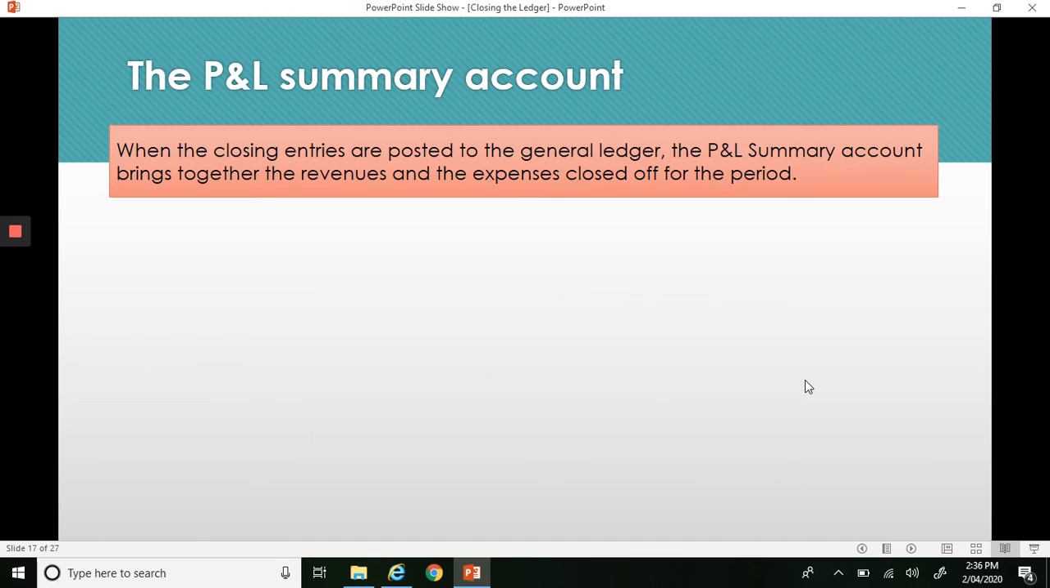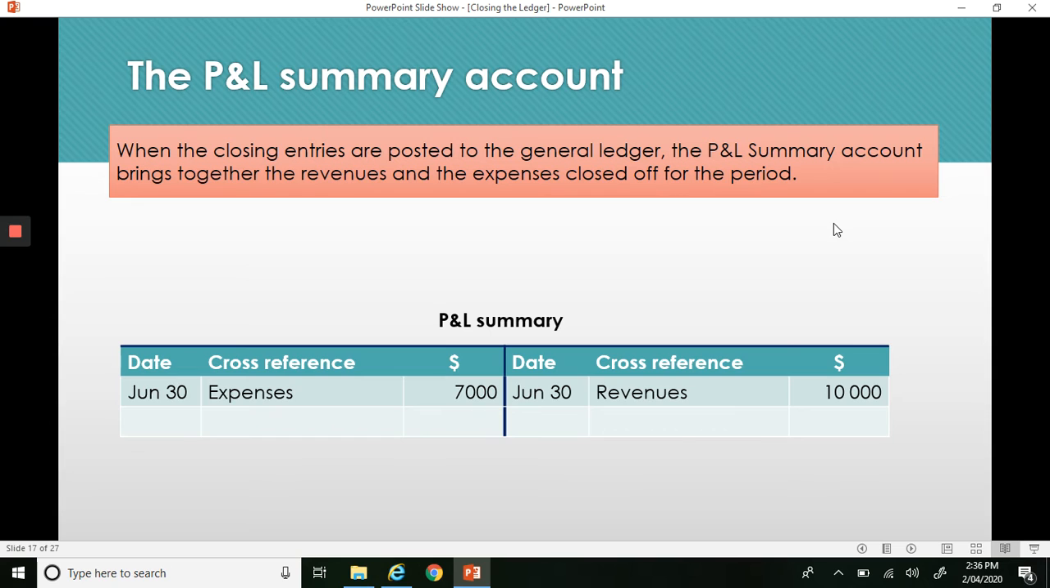So the profit and loss summary account. When the closing entries are posted to the general ledger, the profit and loss summary account brings together the revenues and expenses closed off for the period. So here are those revenues of 10,000 and the expenses of 7,000. Now just showing you that ledger, that's where that 10,000 came from, that sales ledger that we had before. All right, there's the credits and there's that one debit.